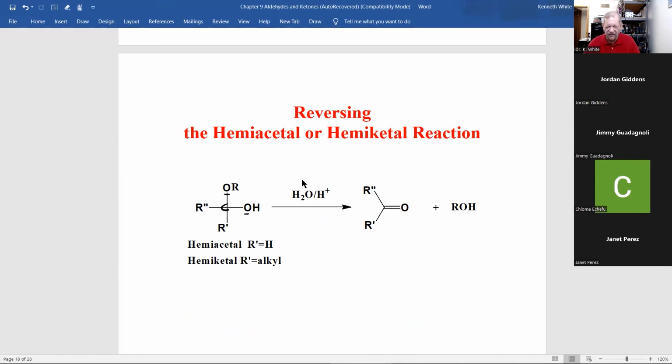And notice here, I have water and acid. I could also write it like this, which I sometimes do. And what you get back is the aldehyde or ketone you started with to make this compound, plus the alcohol you started with to make this compound. In other words, you're reversing it, breaking it down back to what you started with, which is how your body breaks down things. Oh, I better, well, first water break.